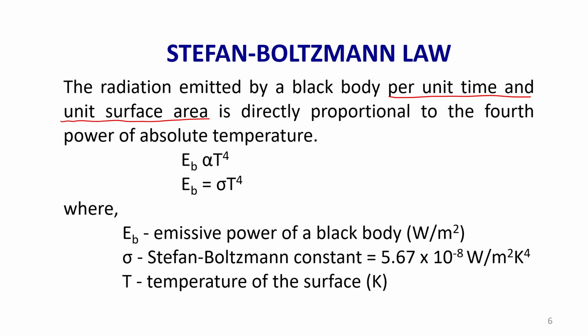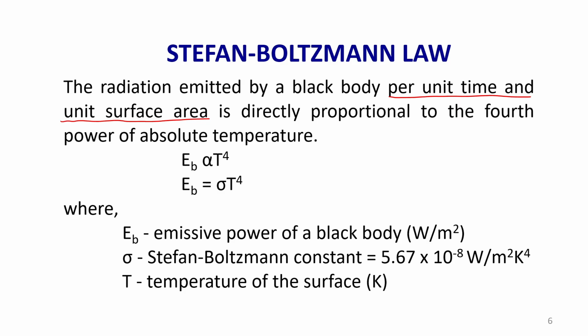So, this is the absolute temperature, where E suffix B is the emissive power of a black body, which is in watts per meter square, because we are defining this law per unit surface area. So, per meter square. And per unit time, that is joules per second. So, it is not in joules, it is joules per second. Joules per second is watts, and when we divide by the unit area, it becomes watts per meter square.